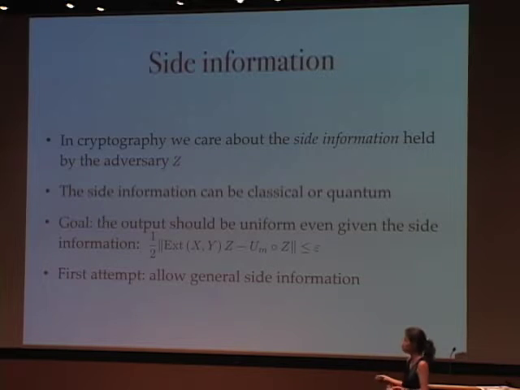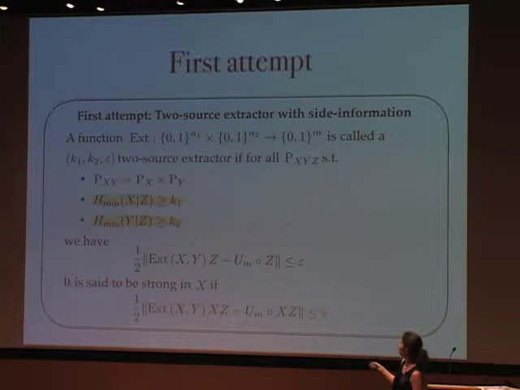The first attempt is to allow for a general side information. So let's consider this first attempt. It's a function like before, and we call it a two-source extractor if for all distributions X, Y, Z, now I also consider the side information, such that X and Y are in product, independent as before, and we have sufficient min-entropy even given the side information, then the output of the extractor is epsilon close to uniform given the side information. And the same for a strong extractor, so given the side information and the first source, for example. So this is the first attempt to define two-source extractors with a general structure of side information.